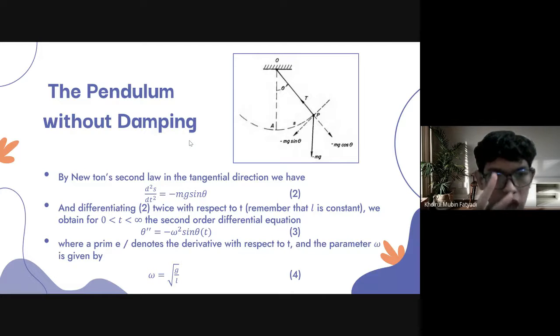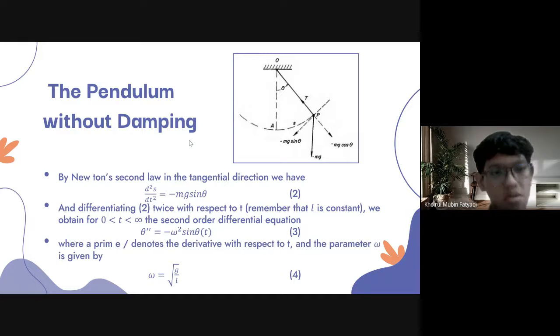There are only two forces acting on the bob during the motion. One is the weight of the bob with magnitude mg newtons and directed downwards, and the other is the tension of the rod, directed along the rod. You can see the picture. To find the resultant force on the bob in the tangential direction, we must resolve the weight into two components. By Newton's second law in the tangential direction, we have equation 2, that is m d squared s/dt squared is equal to negative mg sine theta.